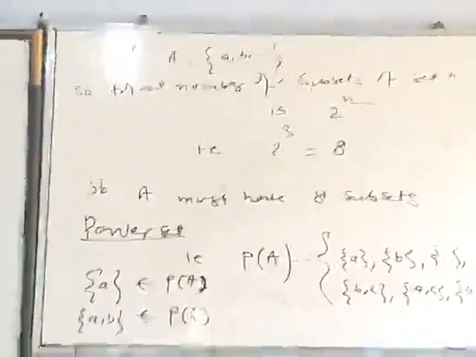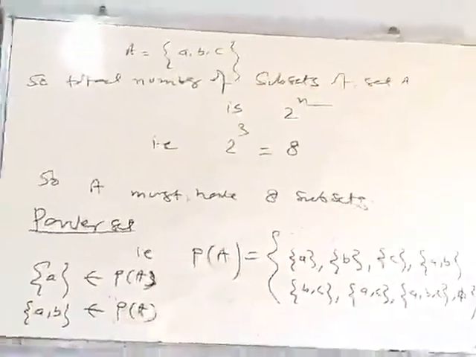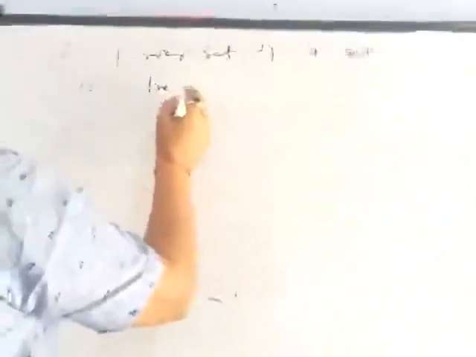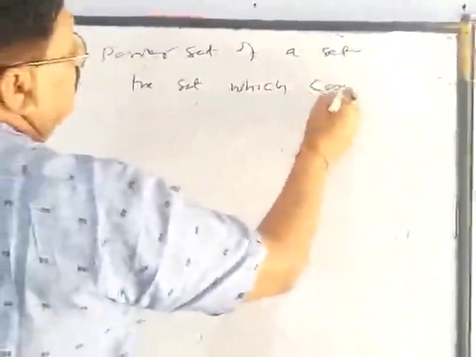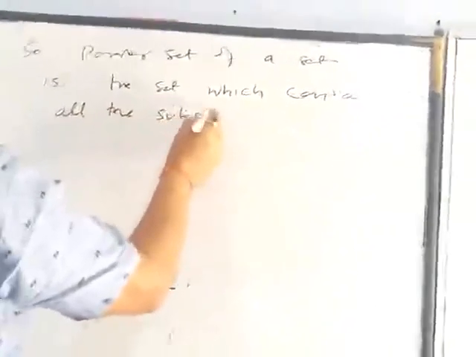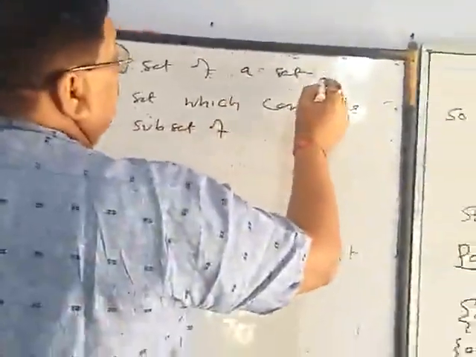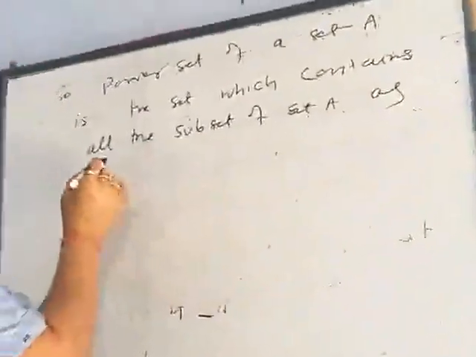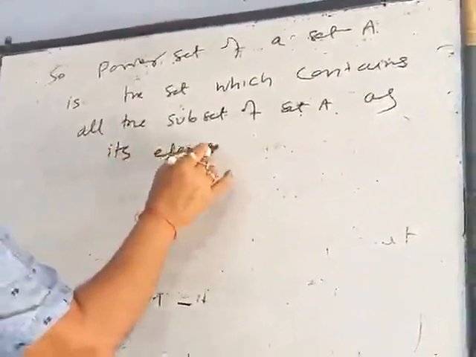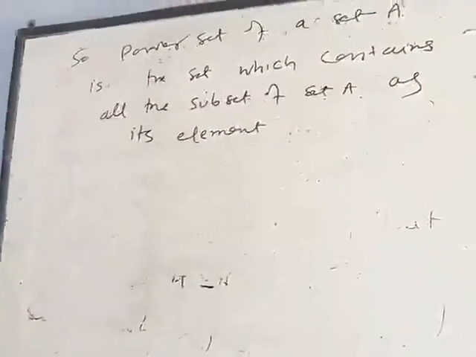So the power set of a set is the set which contains all the subsets of set A as its elements. This is the power set of A.